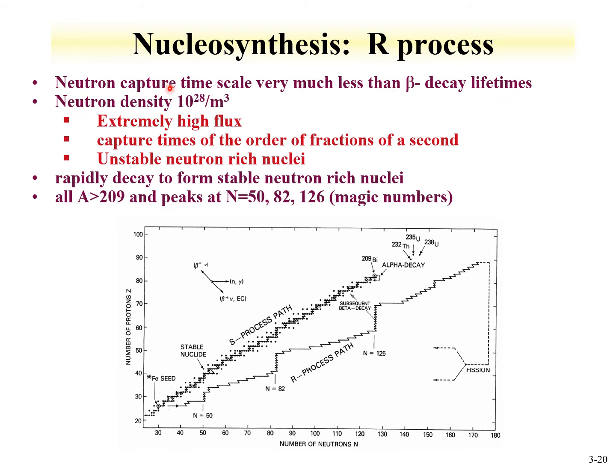This occurs when we have neutron densities on the order of 10 to the 28th per meter cubed. You can compare that to, say, how much water there is in a cubic meter of water. This is an extremely high neutron flux, and you get capture times that are on the order of fractions of seconds. This can produce unstable, neutron-rich nuclei.